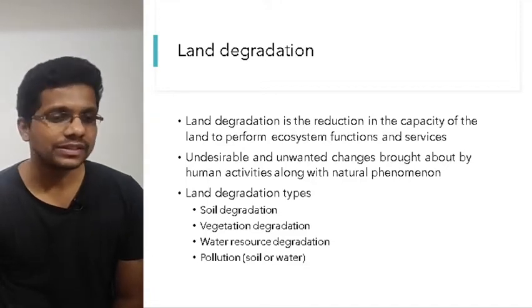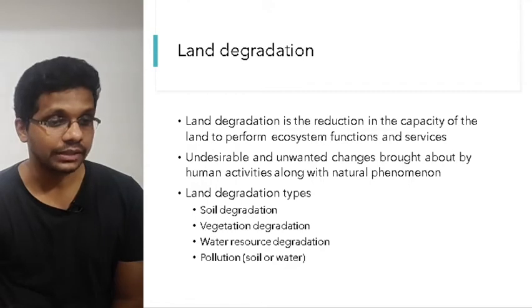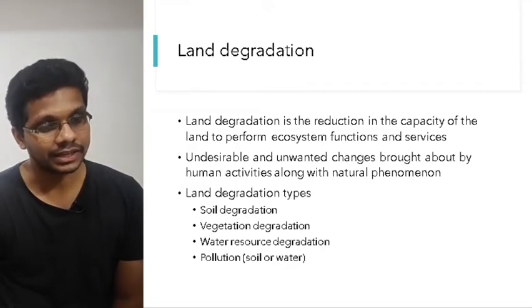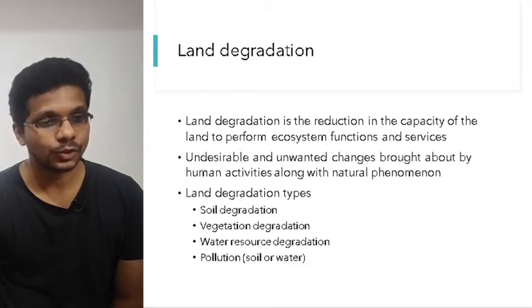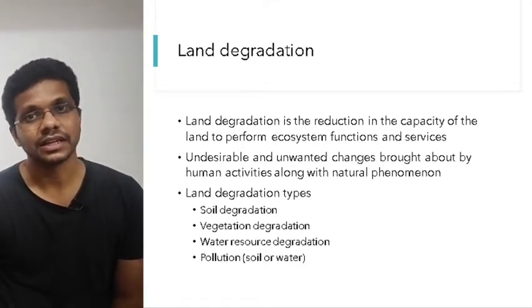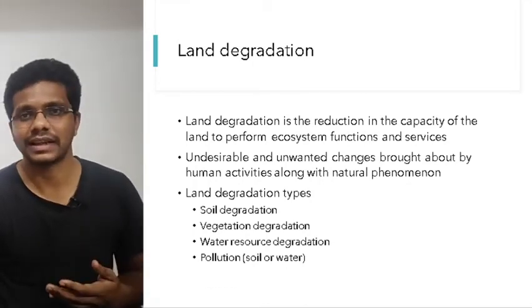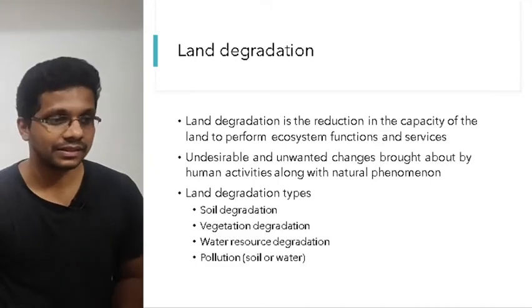And all these land degradation types are very much related, because land pollution leads to soil degradation, and degradation of soil will affect the vegetation in the soil. Also, it affects or contaminates the water resources related to the land. So all these types of land degradation are very much related.